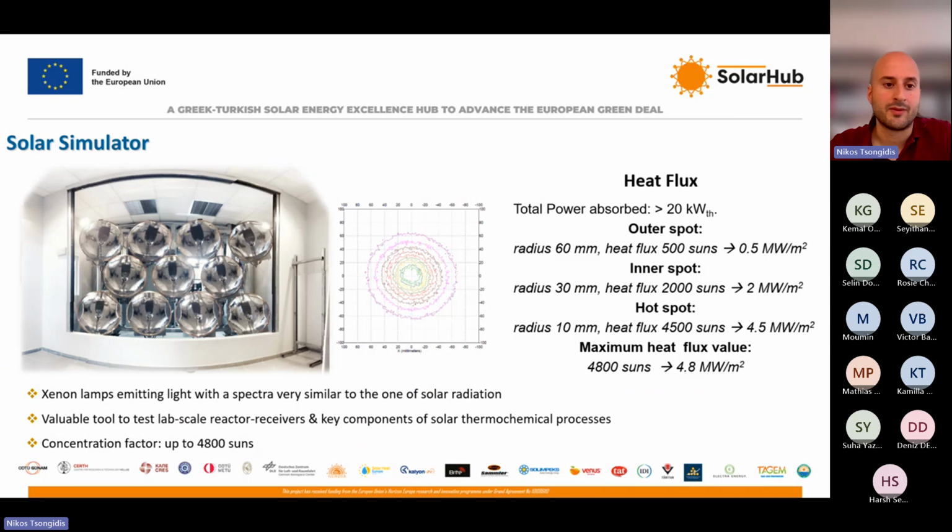So in the next slide are some details regarding our solar simulator. So we have a solar simulator array. Of course, this is not as big as the one that DLR has in Jülich. This is quite small and compact solar simulator. It consists of up to 11 xenon arc lamps.